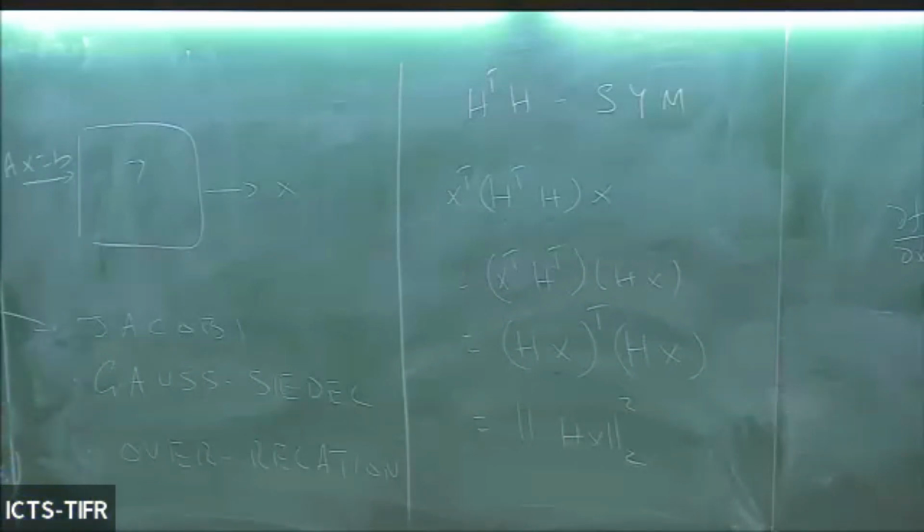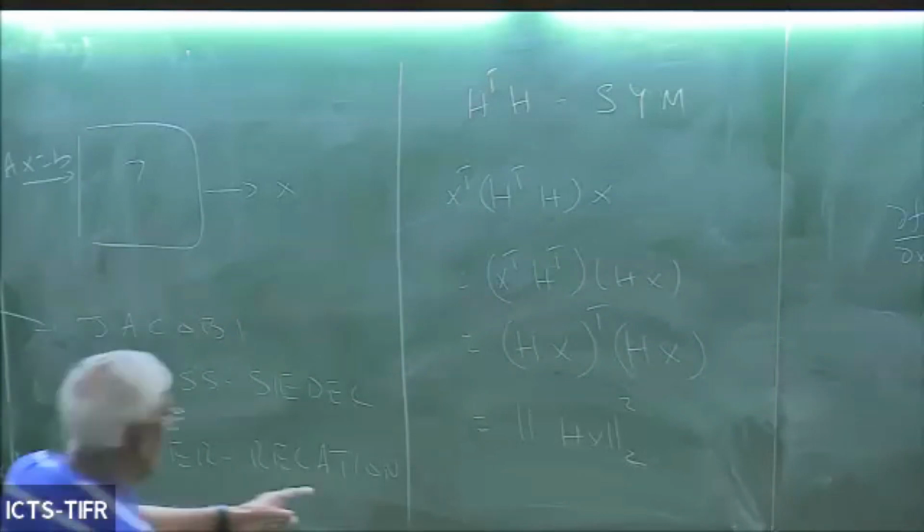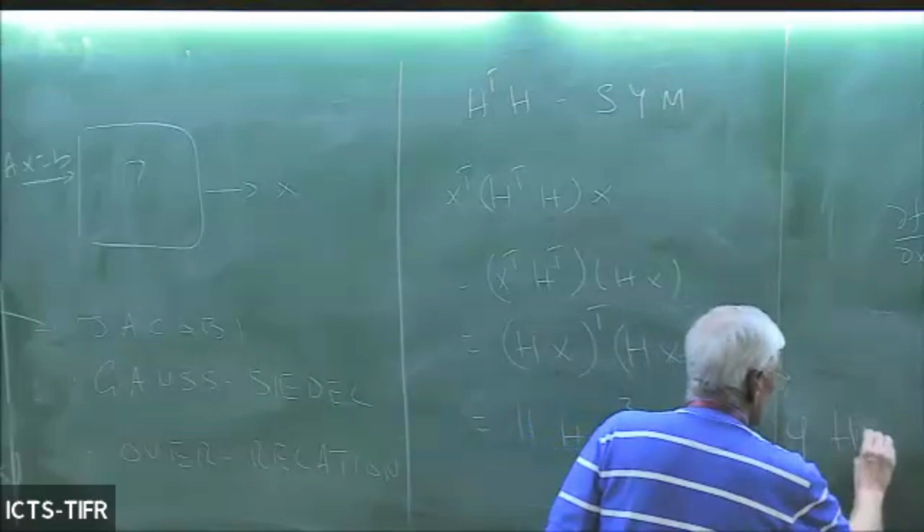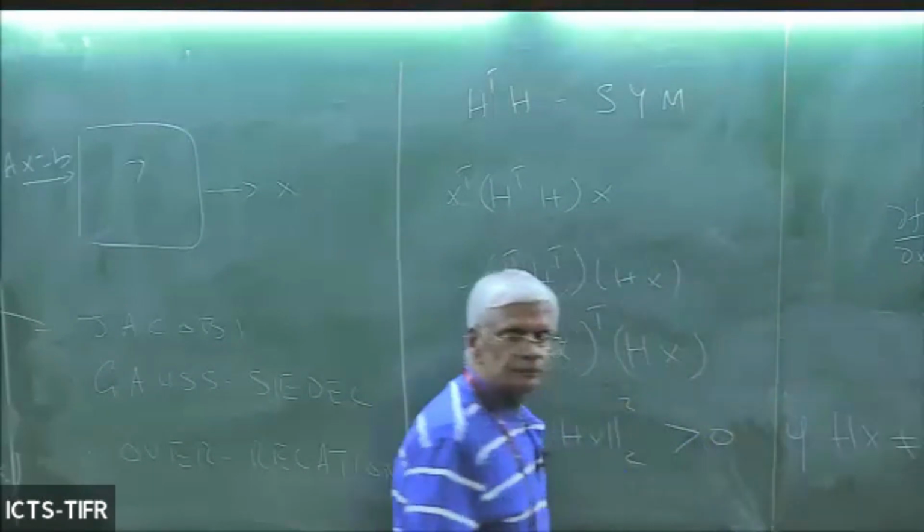We know the norm is always non-negative. Norm is positive when the vector is non-zero. Norm is zero only when the vector is zero. You remember that? The definition of a norm we saw last class. So this will always be greater than zero if H of X is not zero.